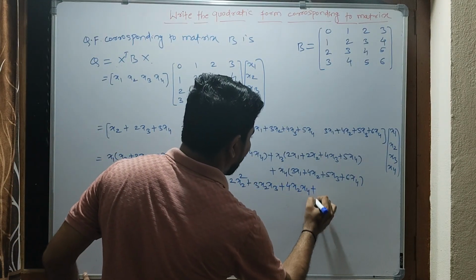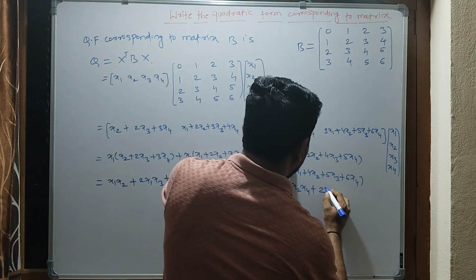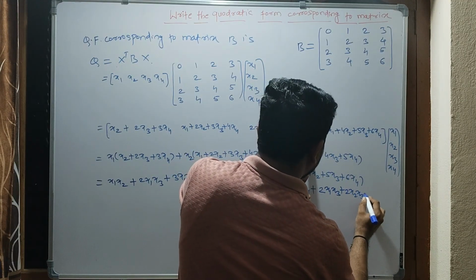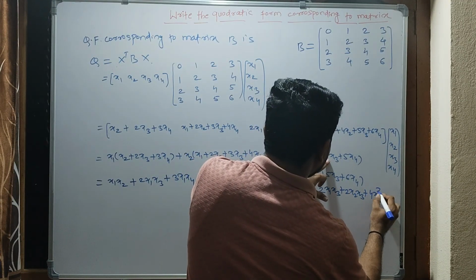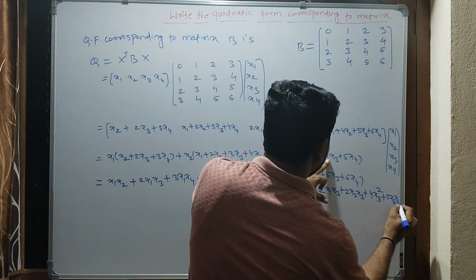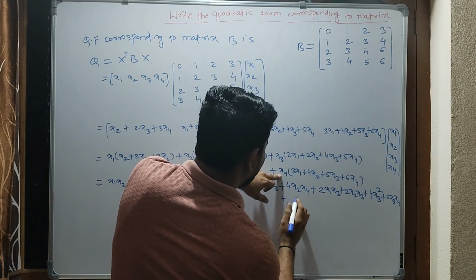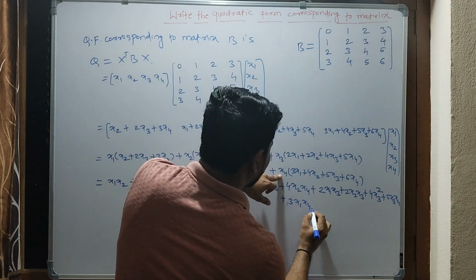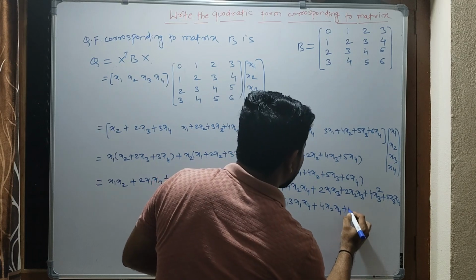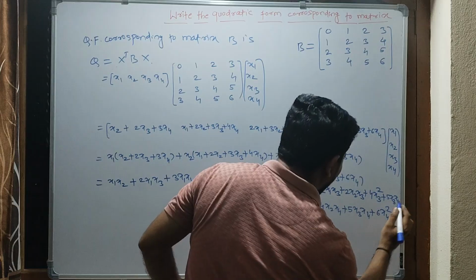Now solve the third bracket: 2 times x1 x3 plus 2 times x2 x3 plus 4 times x3 square plus 5 times x3 x4. Now the fourth bracket: 3 times x1 x4 plus 4 times x2 x4 plus 5 times x3 x4 plus 6 times x4 square.